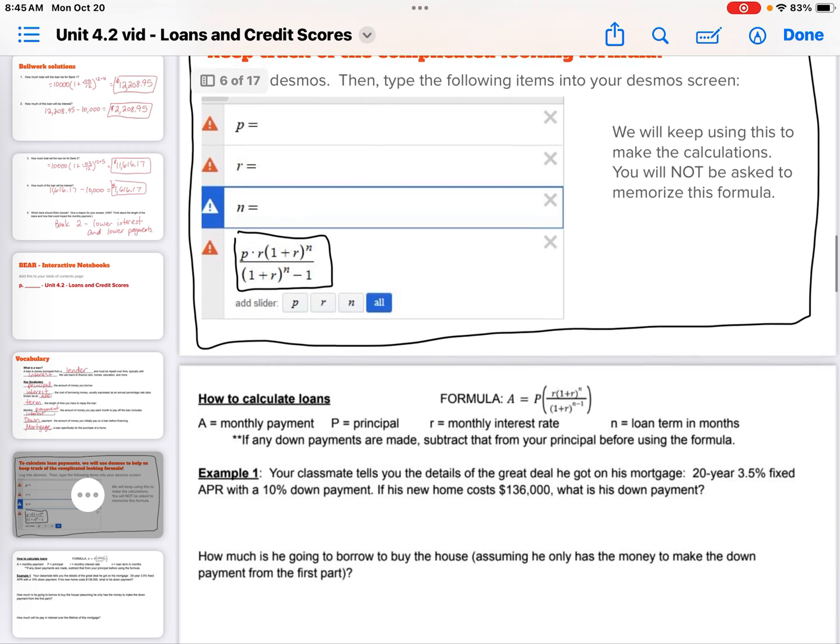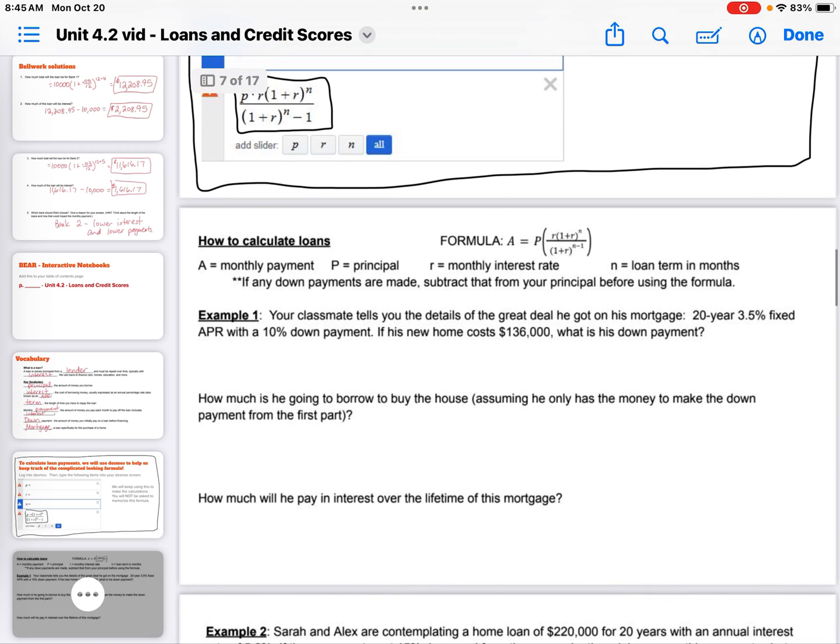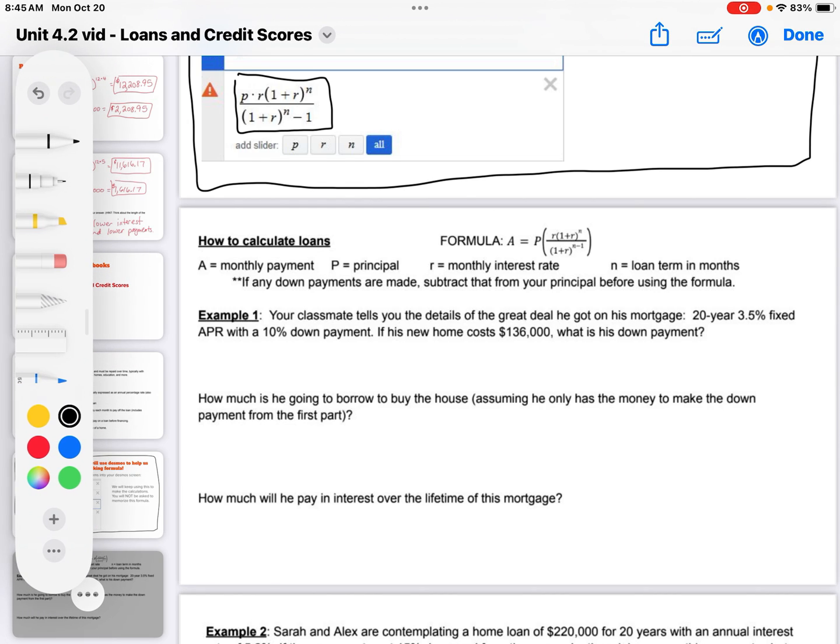All right, so on this first one, it says, your classmate tells you the details of the great deal he got on his mortgage. 20-year, 3.5% fixed APR with a 10% down payment. His new home costs $136,000. What's his down payment? For this one, you don't need that formula just yet. You're just going to calculate 10% down payment, so 0.10 times 136,000, which should give you $13,600. That's going to be the down payment.